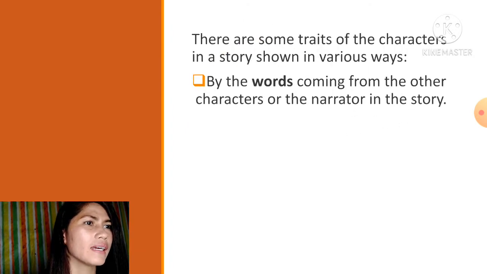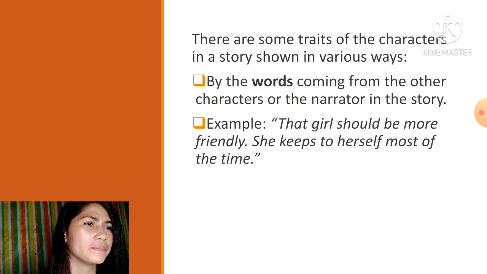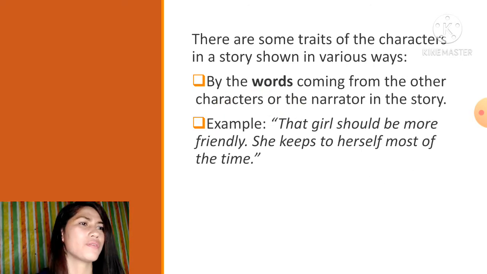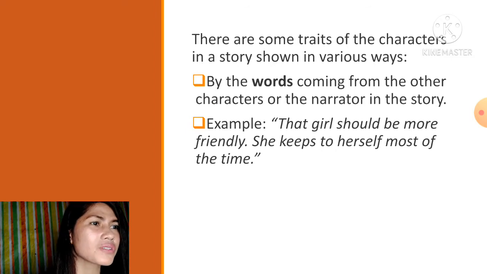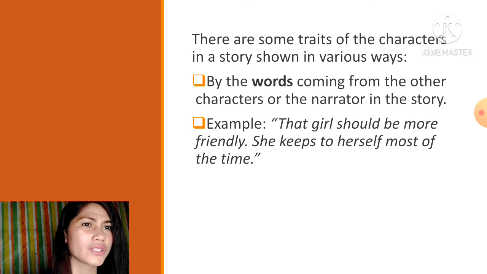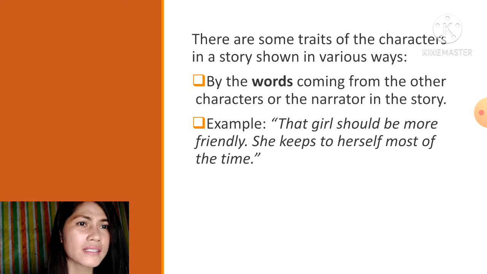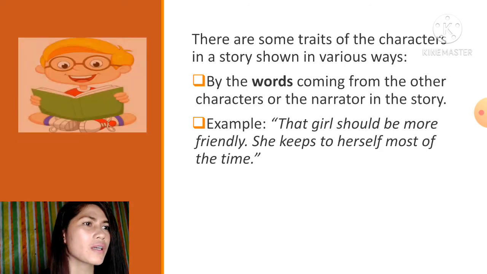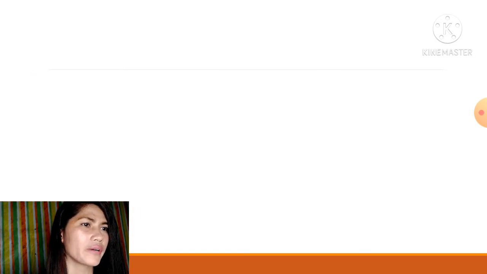Another way is through words, by the words coming from the other characters or the narrator in the story. For example, that girl should be more friendly. She keeps to herself most of the time. So those are the ways in which traits of the characters are shown or demonstrated in the narrative text: through descriptive words, through actions or words from the other characters of the story.